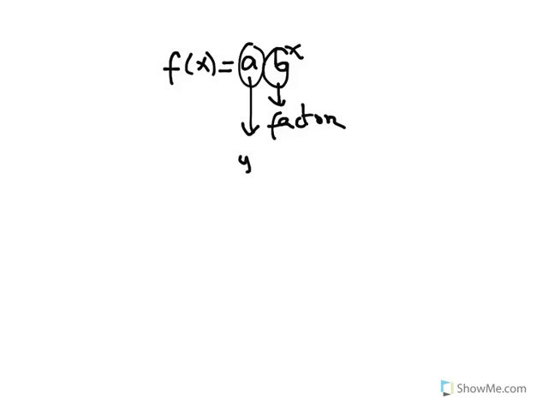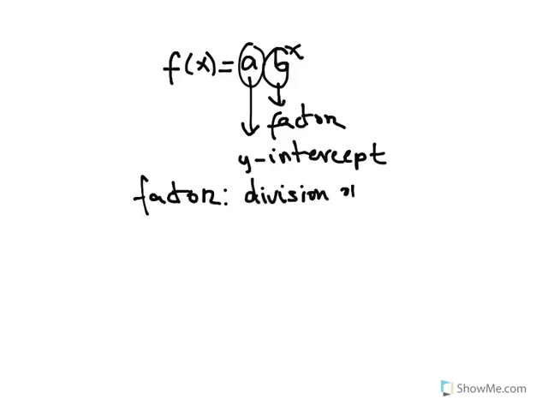So let me remind you what an exponential function is. This is an exponential function. This number right here represents a factor. This number right here represents the y-intercept. This factor is the number that we obtain by division of outputs corresponding to consecutive inputs.